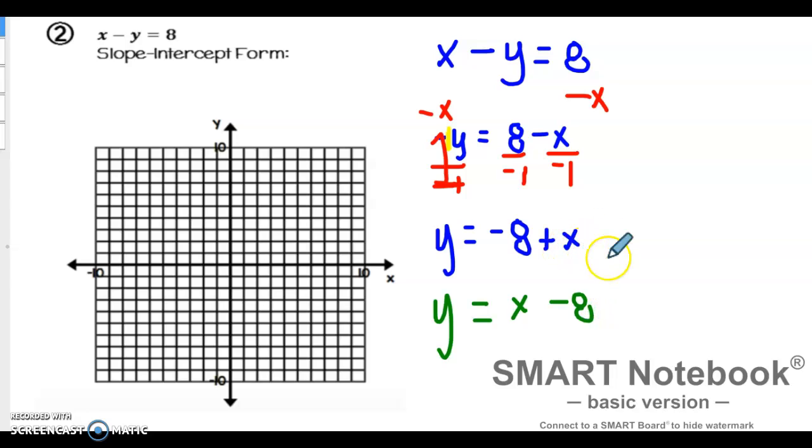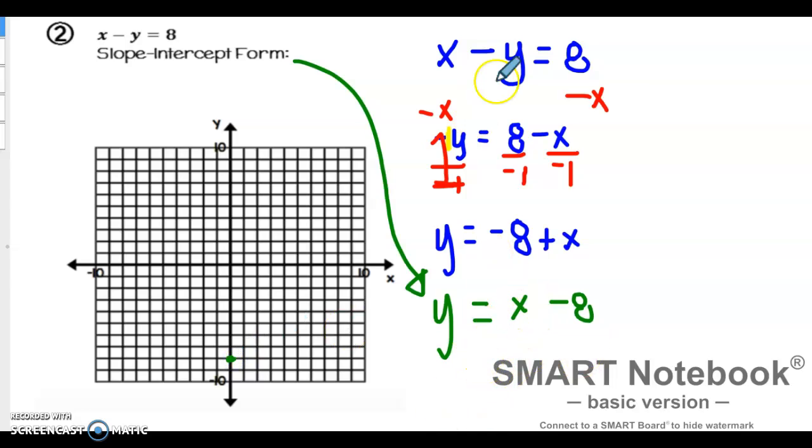This equation in the blue and this equation in the green are equivalent. They are the same. So now that we have our slope-intercept form of this linear equation, we are going to graph it. So the first thing you want to do is plot the y-intercept. So on my y-axis, I'm going to go to negative 8 and put a point.